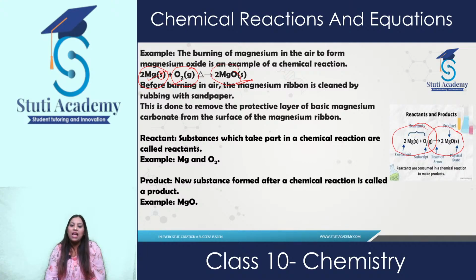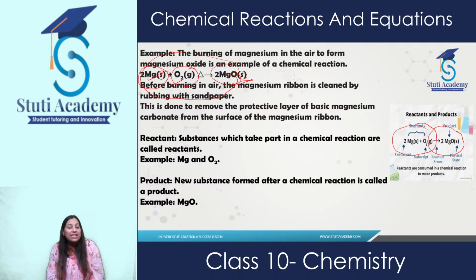And then we have magnesium oxide, which again exists in the solid form. So here these are the reactants and this is the product. And when we combine these reactants and products together, it results in a chemical reaction.